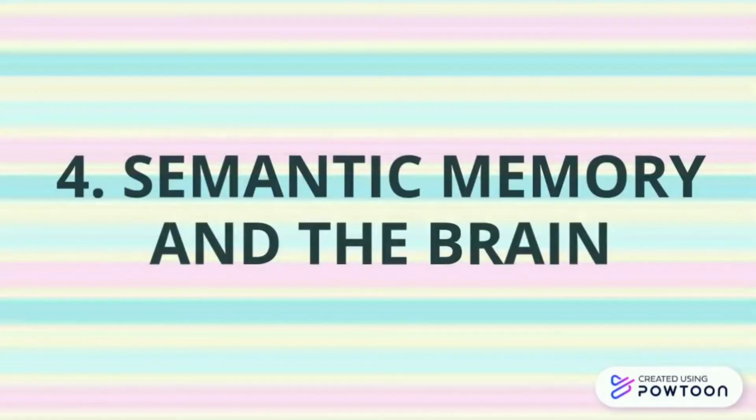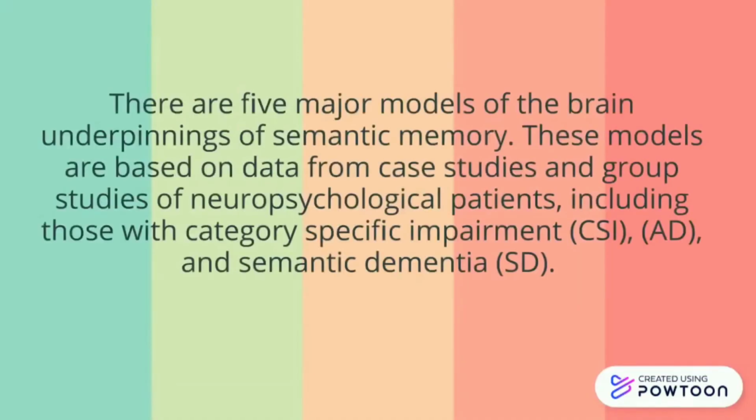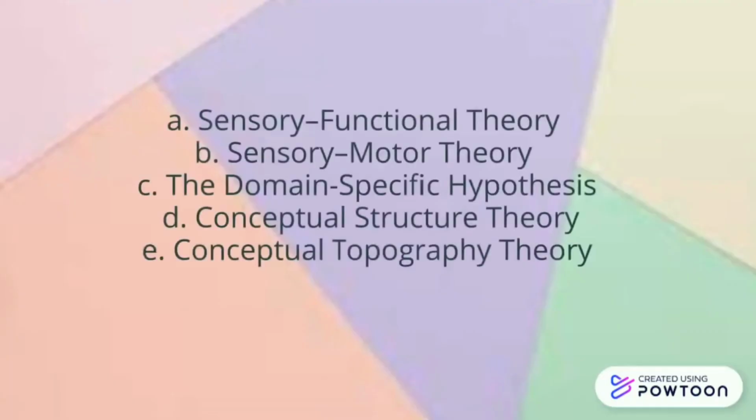4. Semantic memory and the brain. There are five major models of the brain underpinnings of semantic memory. These models are based on data from case studies and group studies of neuropsychological patients, including those with category-specific impairment, CSI, Alzheimer's disease, AD, and semantic dementia, SD.